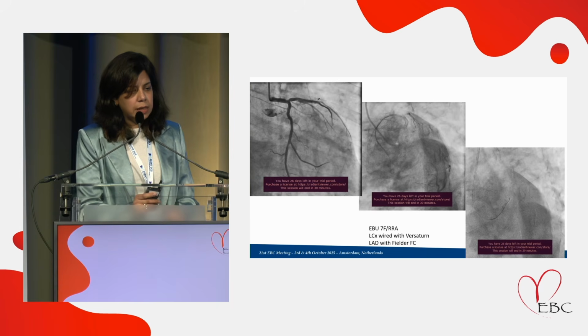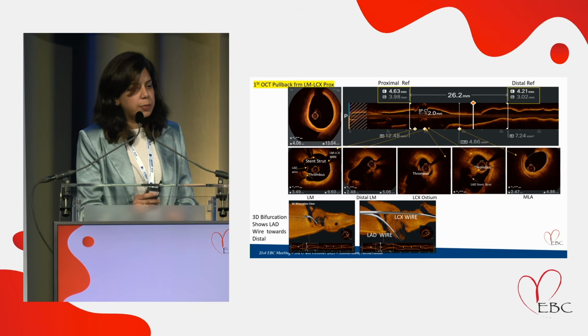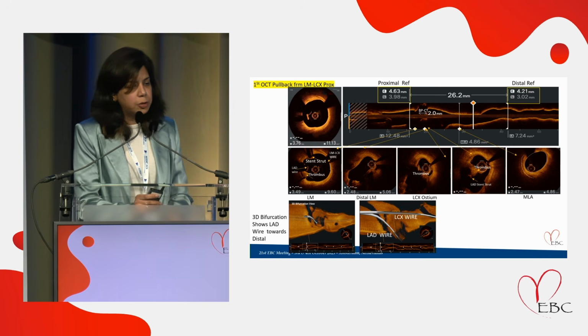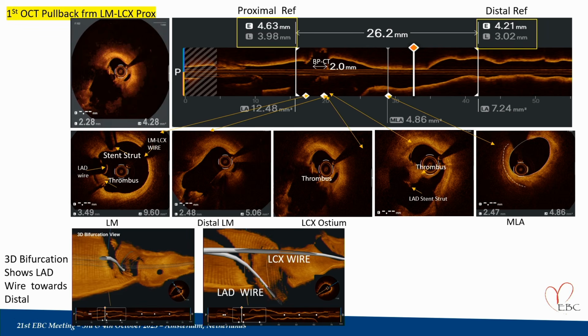This was the pullback done from the left main to circumflex, and we can see that the LAD stent struts were hanging into the left main. There was disease at the POC. The distal left main was also diseased, and thrombus was formed into the ostial part of the circumflex. In the third image, we can see that there was some thrombus into the ostia of the circumflex.